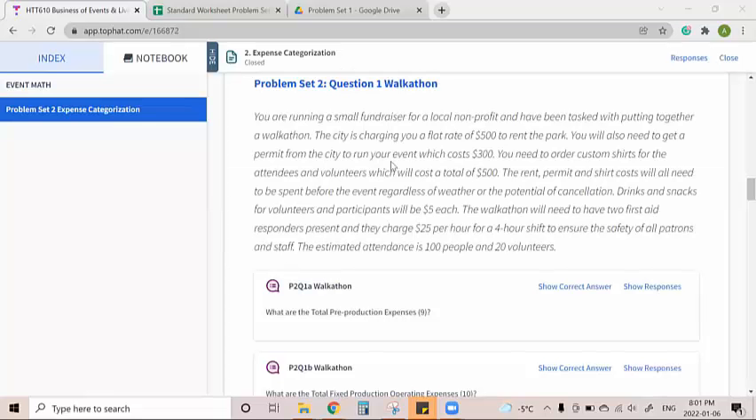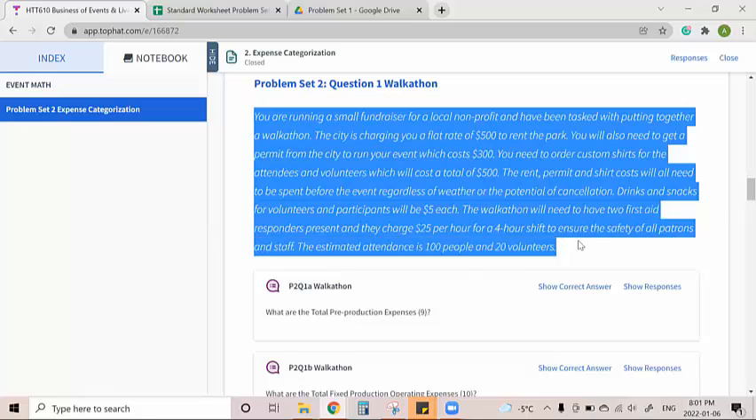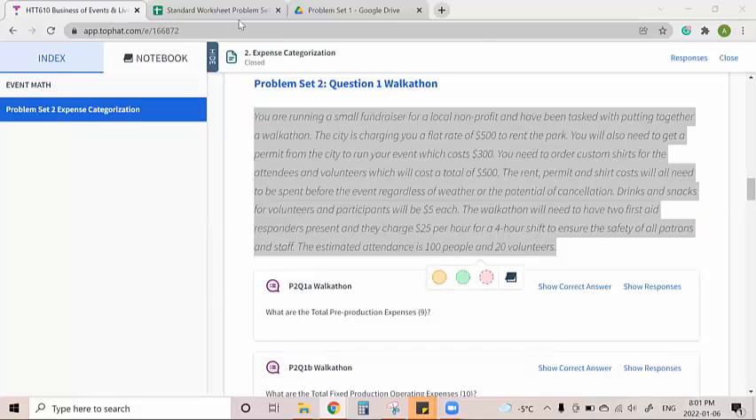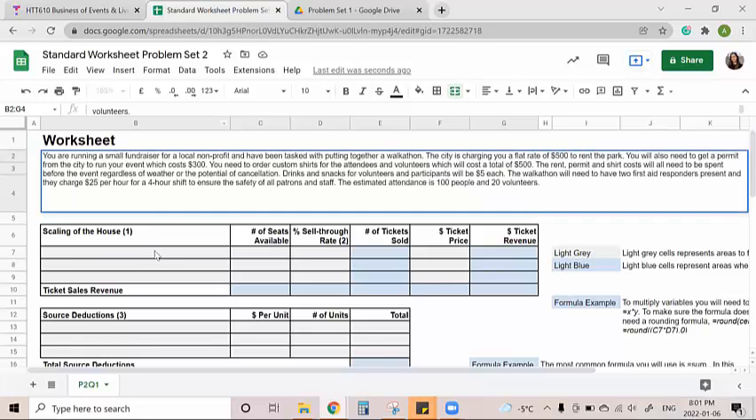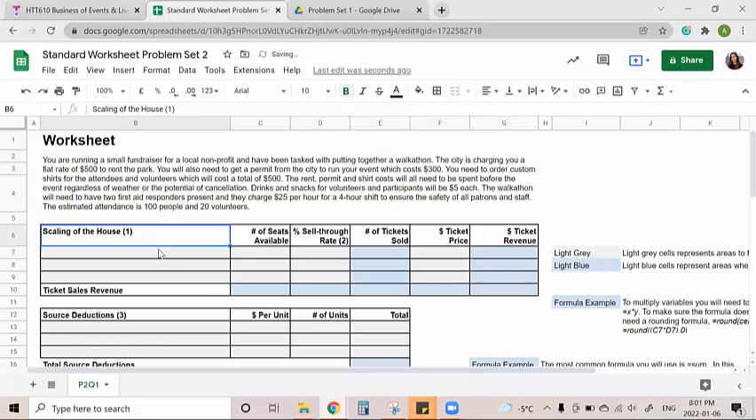Hi everyone, this video will be going through problem set number 2, question 1 about the walkathon. Again, like the other questions, I will be taking the information provided and adding it into my standard worksheet to make it easier to transfer the information.